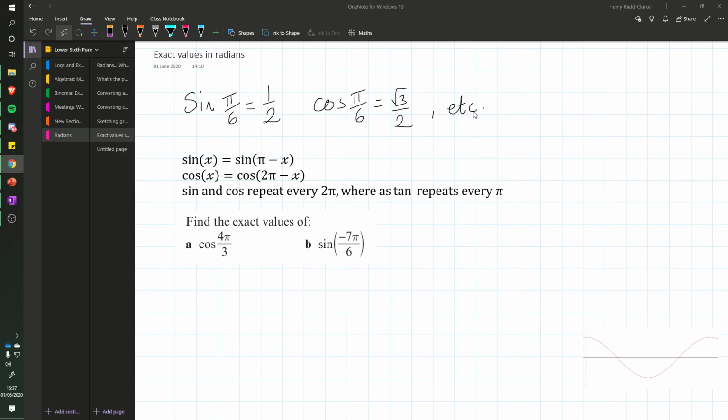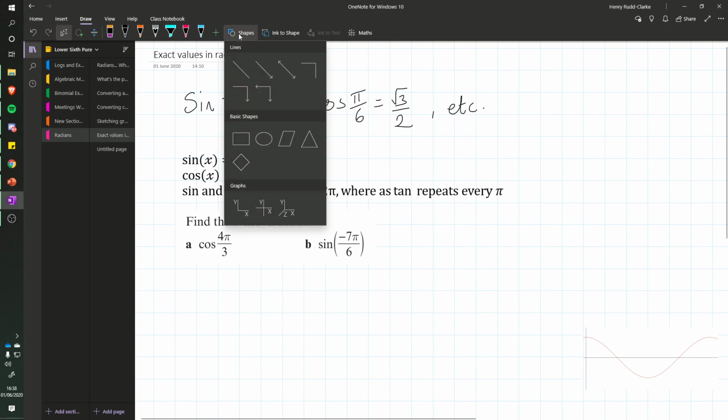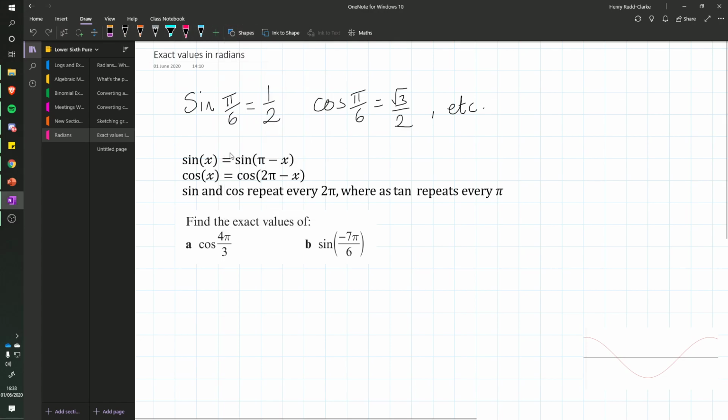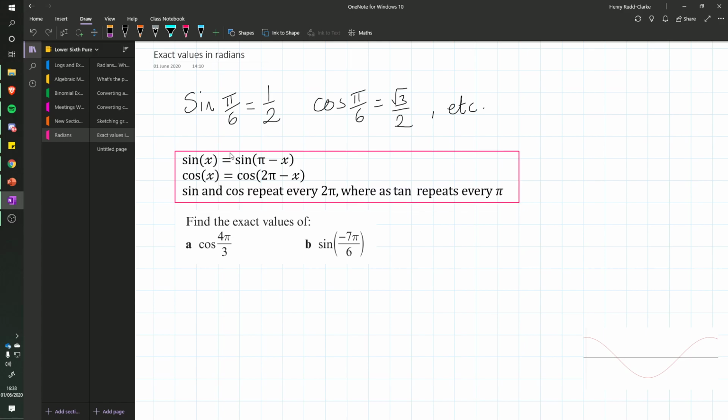So this is important. You should know this from your year 1 trig. The way that we find other solutions for trigonometric equations. So this is totally equivalent to the way that we would do these in degrees. So like sine x is sine pi minus x is the same thing as saying sine x is equal to sine of 180 minus x. It's just this is in radians.